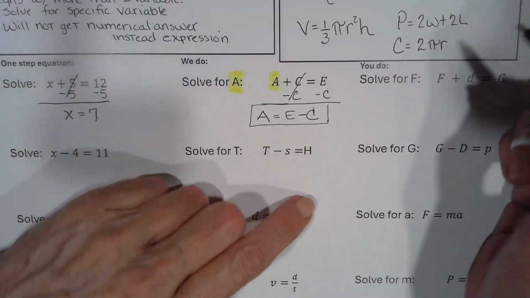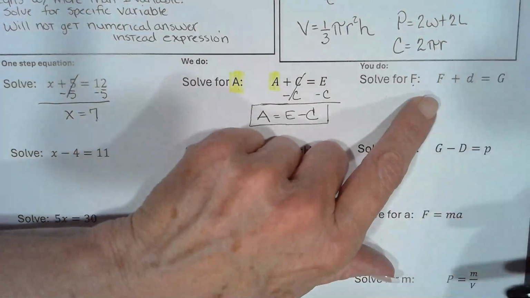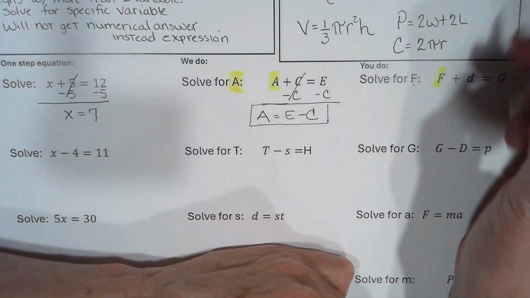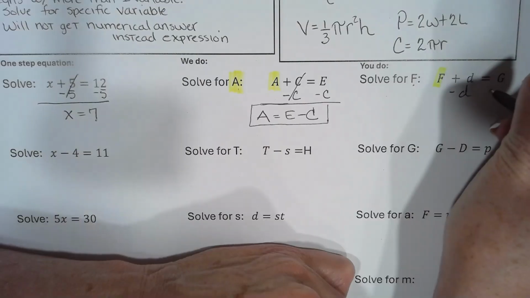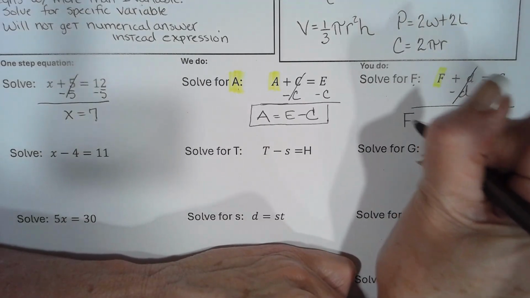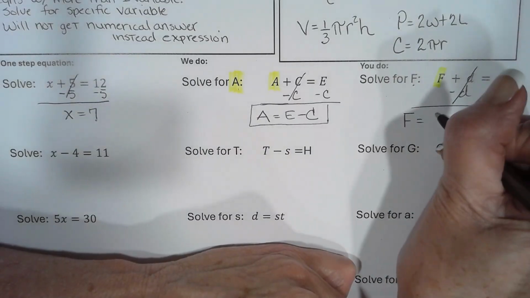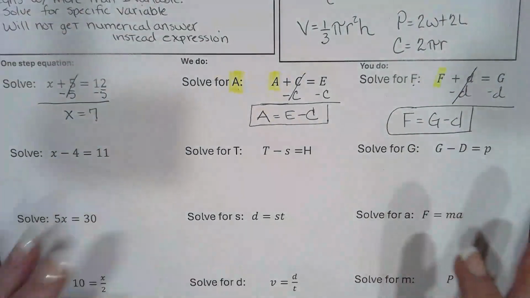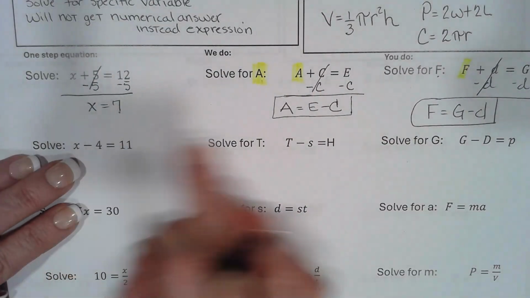Okay, so it says solve for F. So F stays. I need to move the D. The D is added, so I'm going to subtract D on both sides. So I get F equals G minus D. Okay? All right, another example.